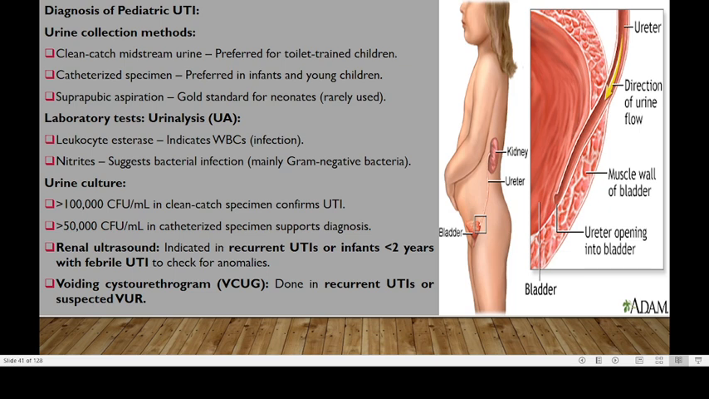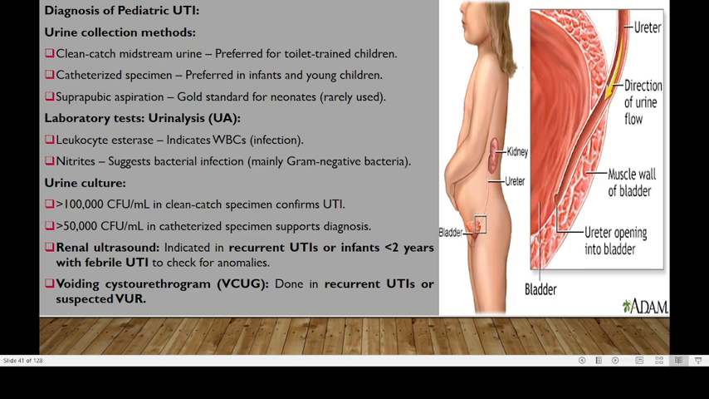And suprapubic aspiration, this is the gold standard for neonates, although it is rarely used. Laboratory tests, you could do urinalysis. So you look at leukocyte esterase, which will indicate white blood cells. Increasing white blood cells could show the infection. Nitrates will suggest bacterial invasion, mainly the gram-negative bacteria. So you are able to see the nitrates.